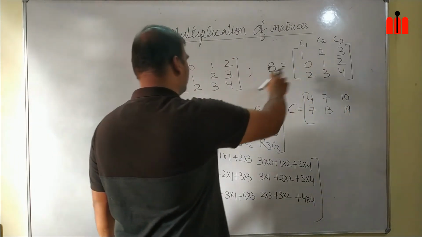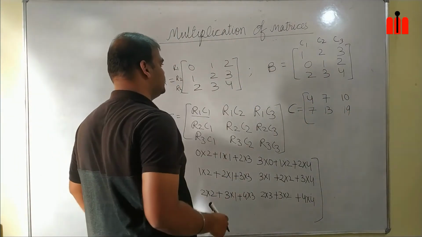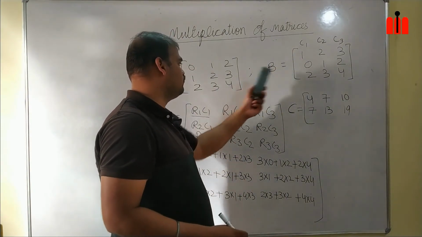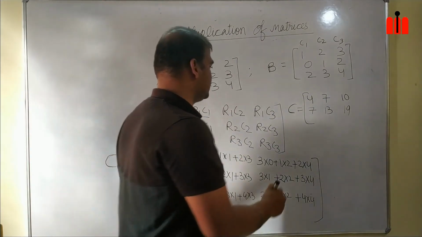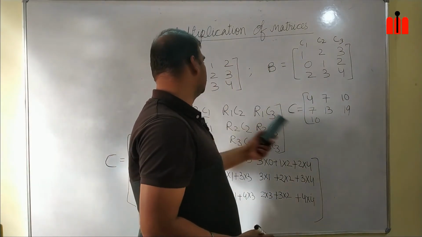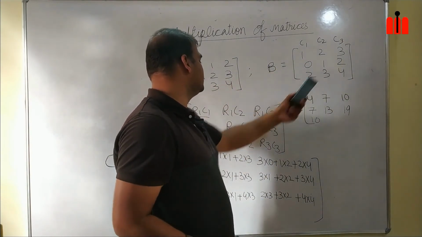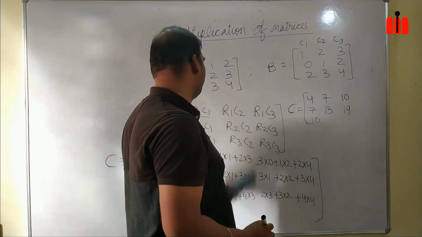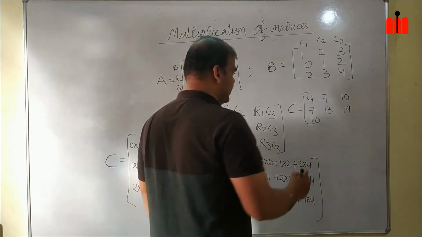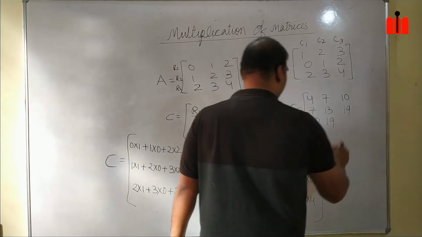Now 2 3 4 multiplied with 1 0 2: 2 times 1 is 2, 3 times 0 is 0, 4 times 2 is 8, so 8 plus 2 is 10. Then 2 3 4 with 2 1 3: 2 times 2 is 4, 3 times 1 is 3, 4 times 3 is 12, so 12 plus 3 is 15, 15 plus 4 is 19, so this will be 19.